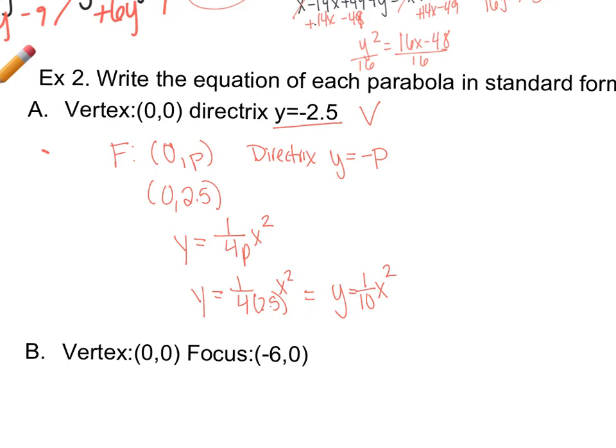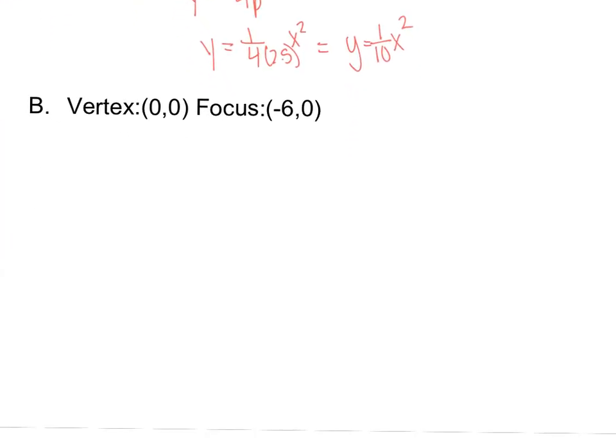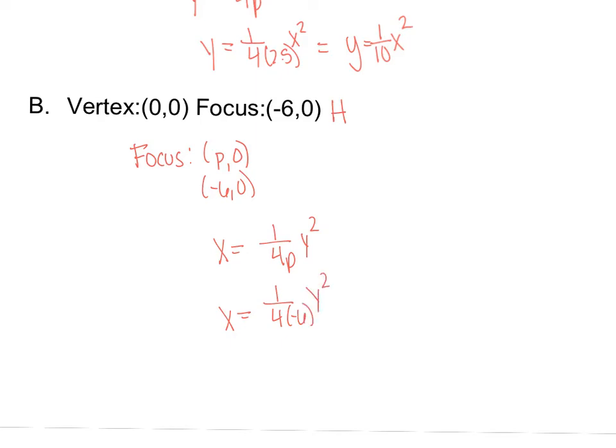Alright, so letter B is going to be a horizontal parabola, and the reason we know it's a horizontal parabola is because your focus is (p, 0). Because our p is -6, we can jump right into the formula. x equals 1 over 4p y squared, which is x equals 1 over 4 times -6 y squared, which is -1 over 24 y squared. So x equals -1 over 24 y squared.